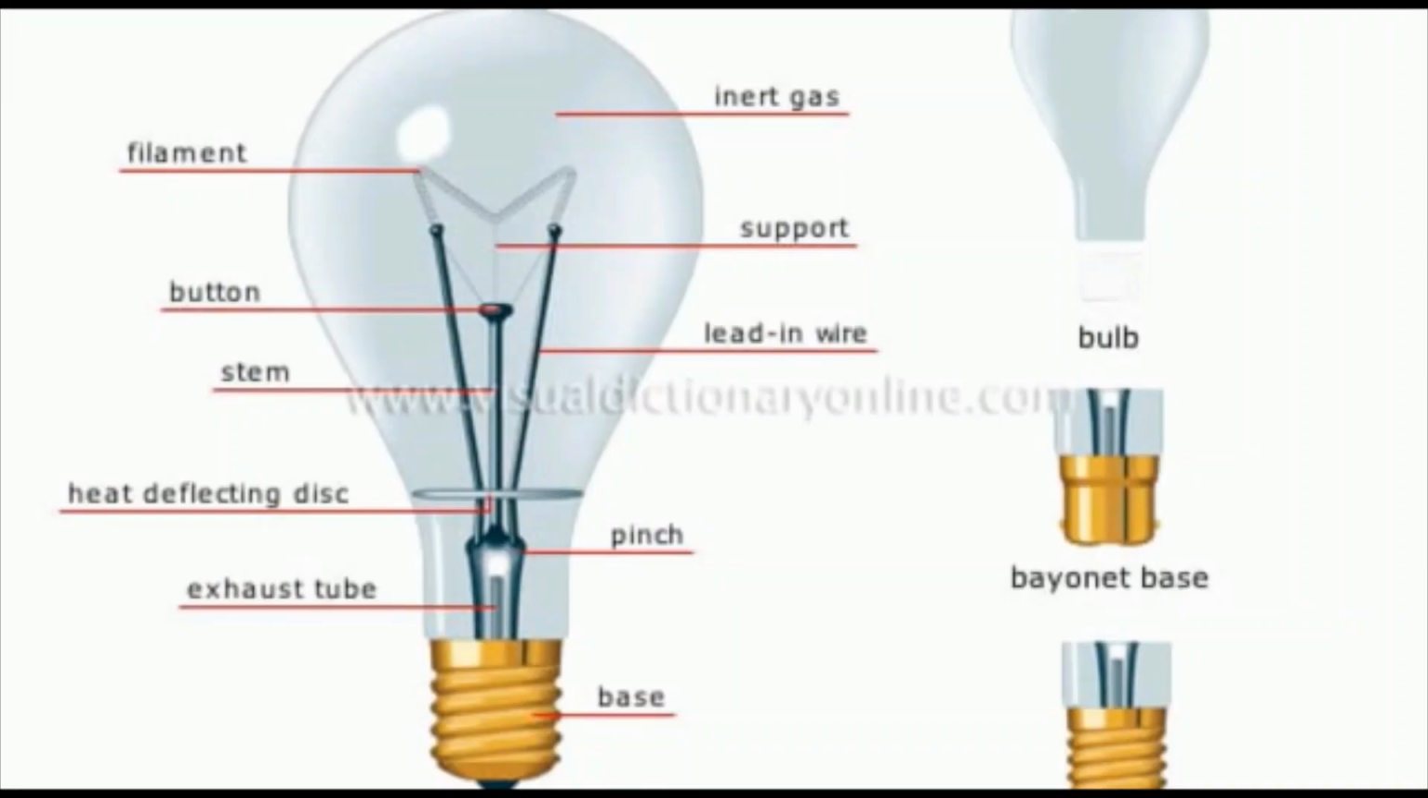And so let us see what are the parts involved in this incandescent lamp. So the parts are inert gas, filament, support, button, lead-in wire, stem, heat deflective disc, pinch, exhaust tube and base.